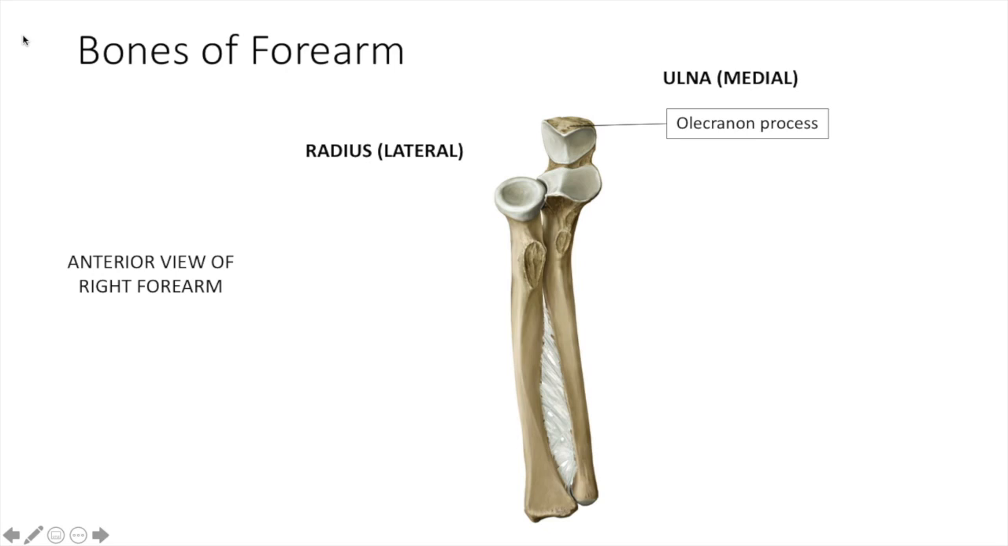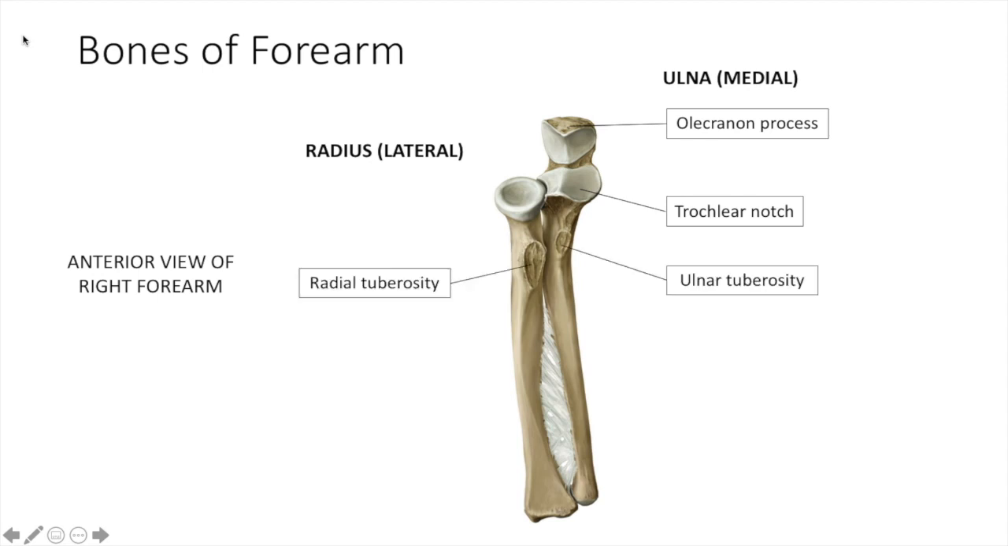On the proximal end of the ulna, you can see the olecranon process, which is the posterior pointy part that you might call your elbow bone. And this fits into the olecranon fossa on the posterior humerus. Next, you can see the trochlear notch on the ulna. This articulates with the trochlea of the distal humerus.